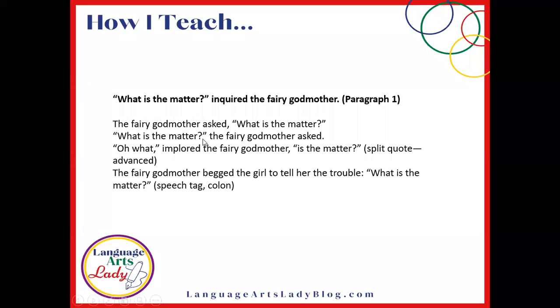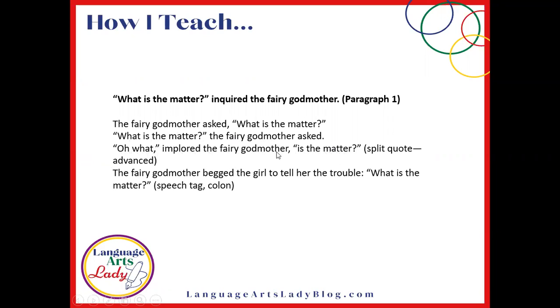All right. Then we go over the laborious task of how to punctuate a split quote. And I tell them, you don't start the second part with a capital because you just highlighted this and said it's only 1 sentence. So all of that's going to be lowercase because it's 1 sentence. Oh, what is the matter? Okay, so that's taken care of. Quote, oh, what, comma, quote, quote, lowercase is the matter, question mark, quote, because that's all 1 sentence.